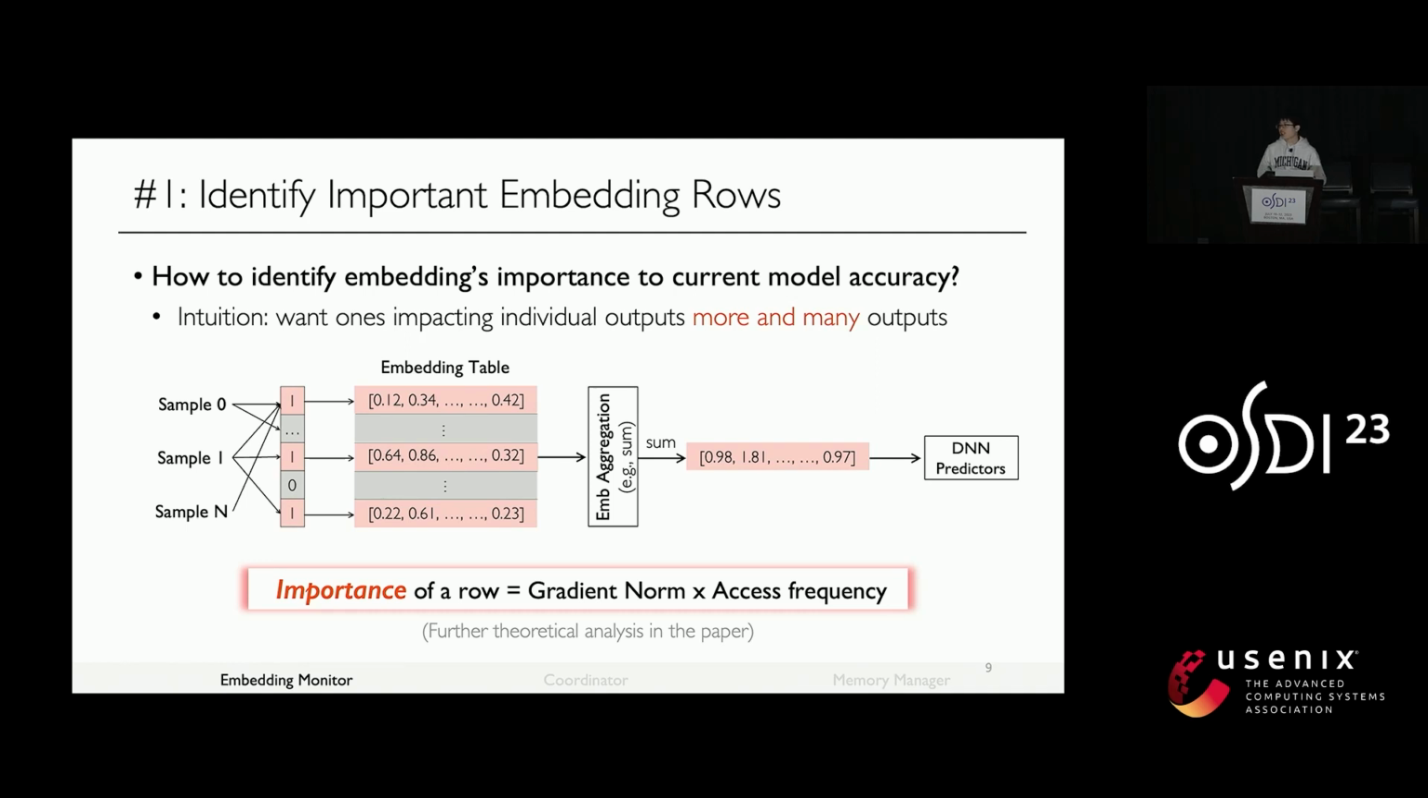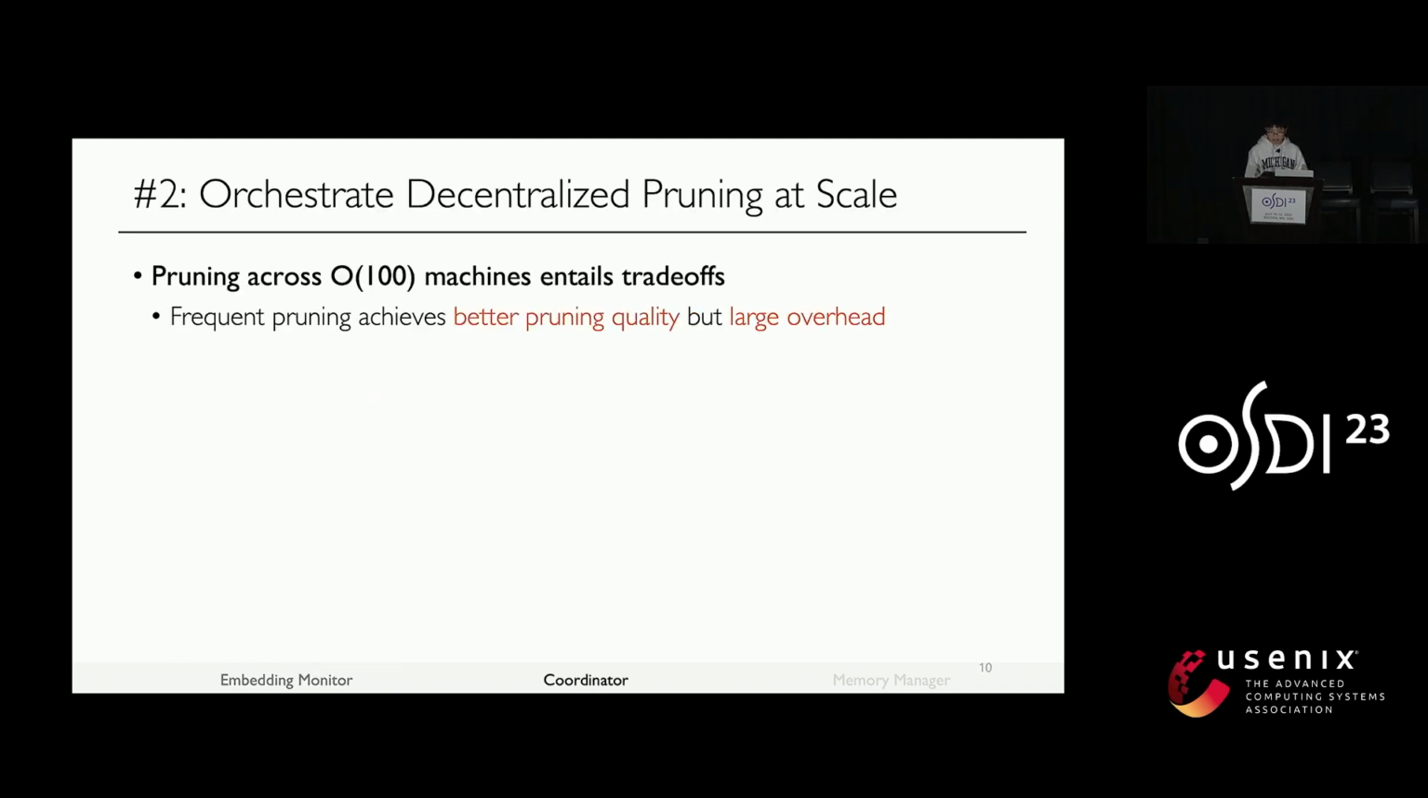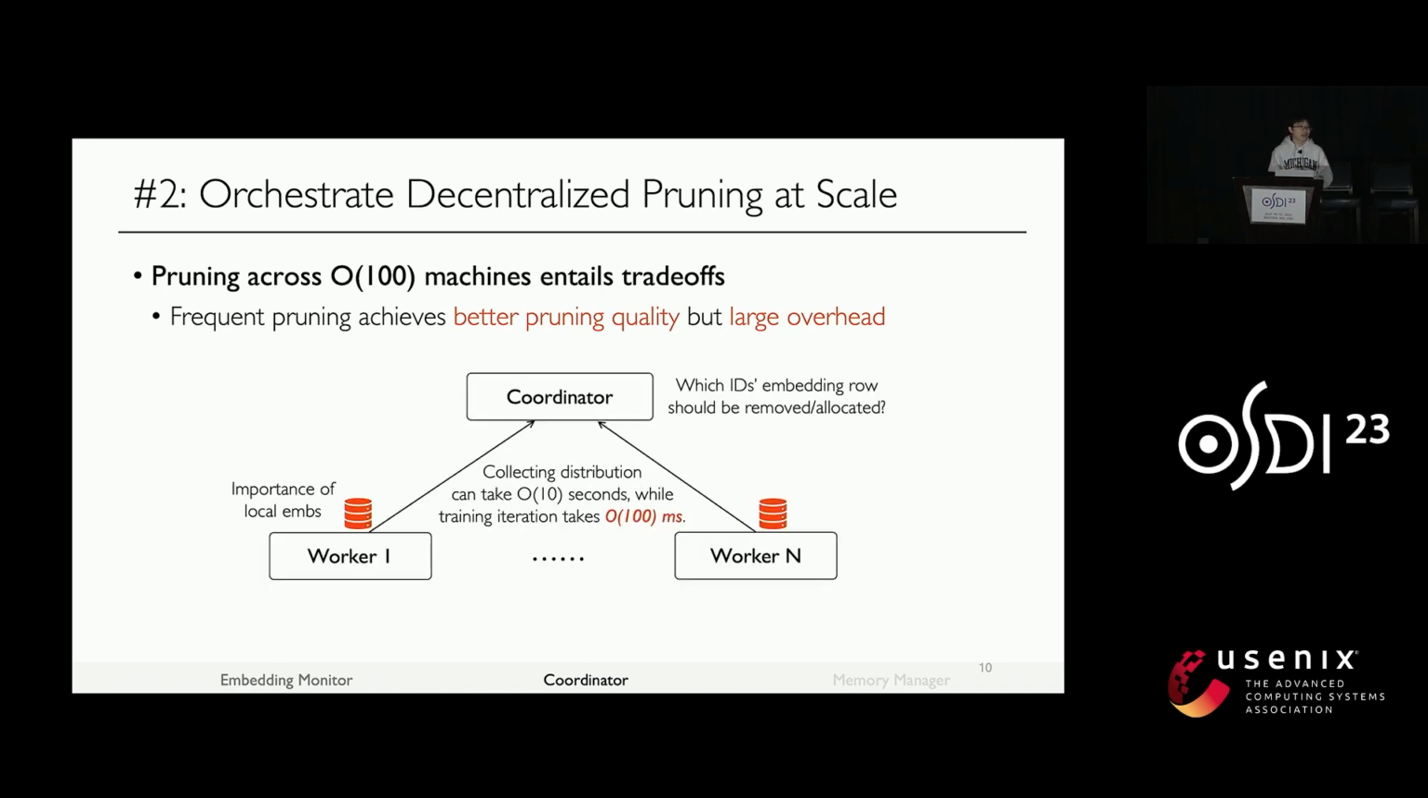But here comes another challenge. There are billions of embedding rows scattered across hundreds of machines. How to prune introduces a very interesting trade-off. Intuitively, pruning in every iteration can catch up the latest embedding importance, meaning potentially better model accuracy. But this comes with a large system overhead.